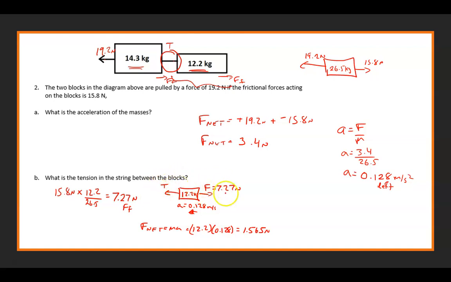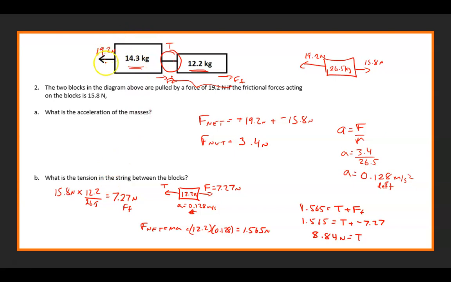Now the tension is going to be greater than the friction because it is accelerating to the left. So we can also say that 1.565 is equal to the tension and the force of friction. 1.565 is equal to the tension plus negative 7.27, which means in total you get 8.84 newtons as the tension. And that is the tension between blocks.